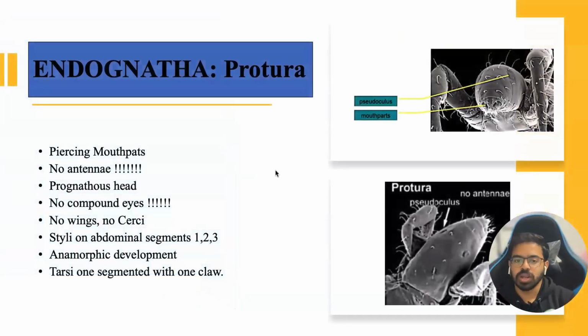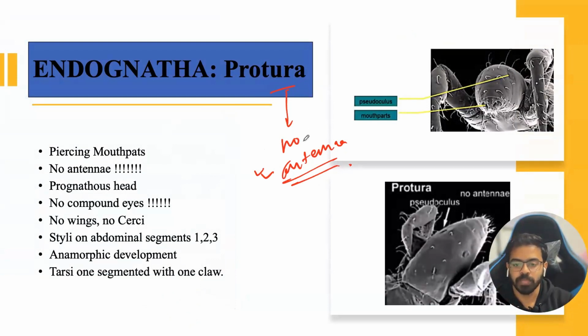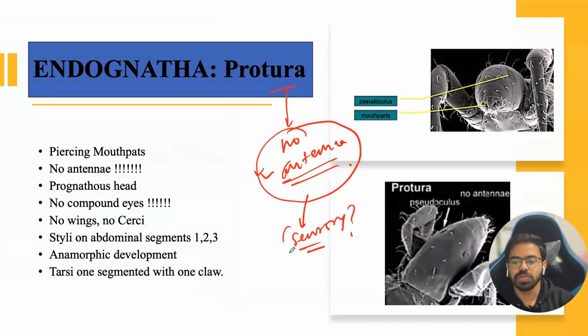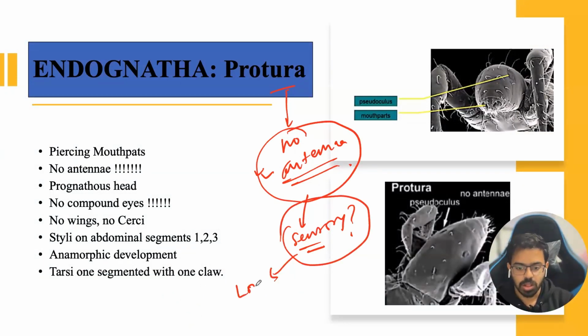Okay, then comes another order, that is Protura. Protura is a very interesting order because it does not have any antenna. No antenna at all. All the other characters, like wings, are not there. This is very much similar, but there is no antenna. So antenna is sensory in nature, you know. If the insect does not have any antenna, who will do this work? Sensory perception.